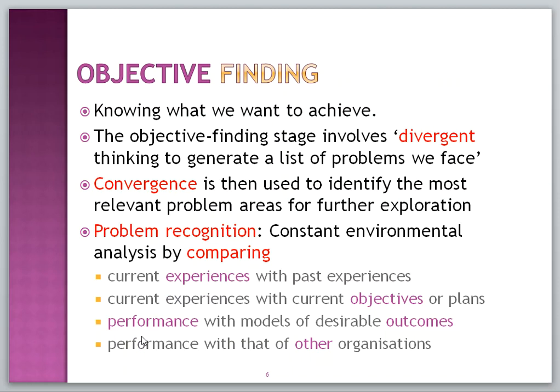Here are 4 aspects of comparisons we need to go through whenever we are doing problem recognition. We compare current experience with past experience, so what we see now is what we had before. Current experience with our objectives. Current performance with the performance required, what we call the desirable outcome. Performance with other organizations as well. Such areas help us understand gaps. A problem can be defined by a gap that we may see between such pairs. That was our introduction for the chapter.